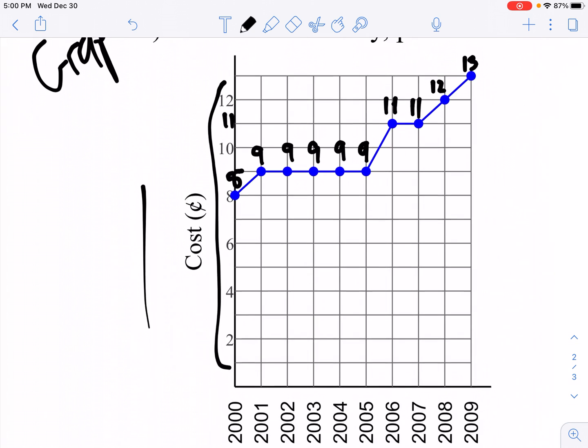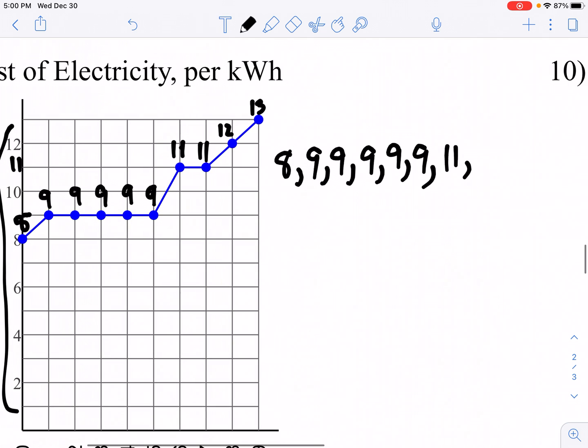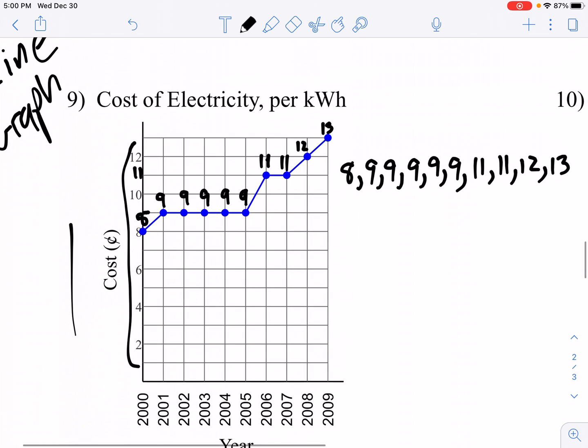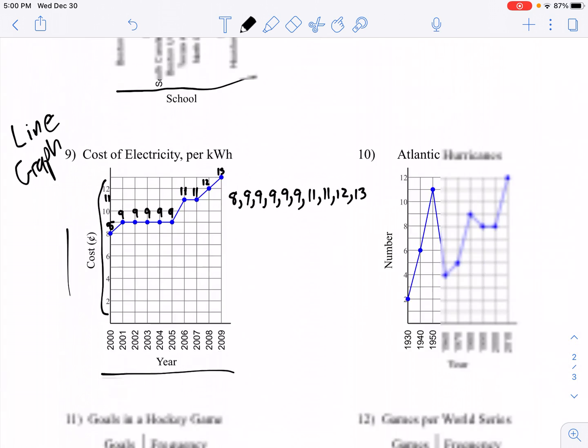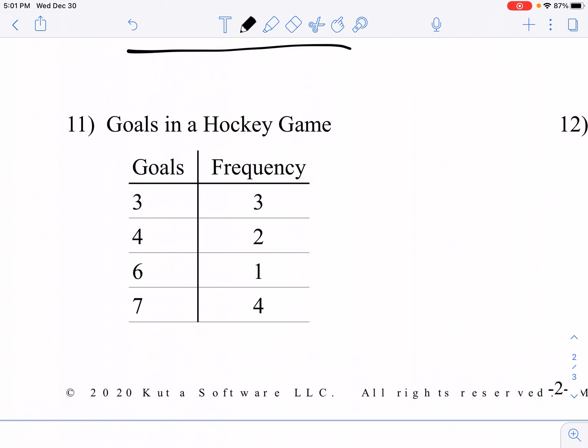Okay? So the list of values, and it's nice that they kind of listed the line graph like this. It isn't always going to necessarily be like that, but we can literally list it in order from least to greatest right there. So we have 8, 9, 9, 9, 9. Guess you can tell what the mode's going to be. 11, 11, 12, and 13. Okay? So then from this, we can find our mean, median, mode, and range, okay, for cost of electricity per kilowatt hours. Now, the last thing that you're going to see is a frequency table, okay, a frequency table.